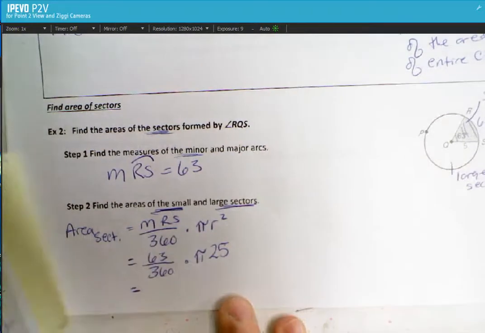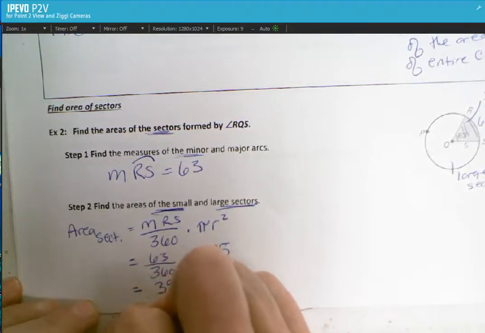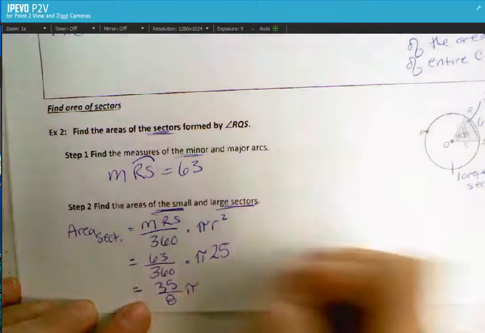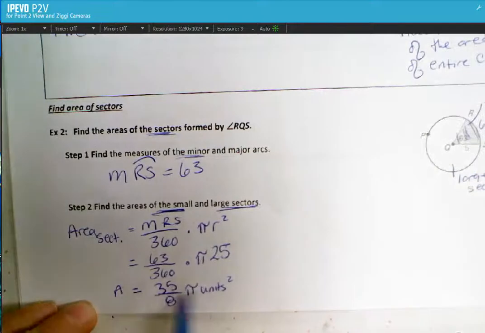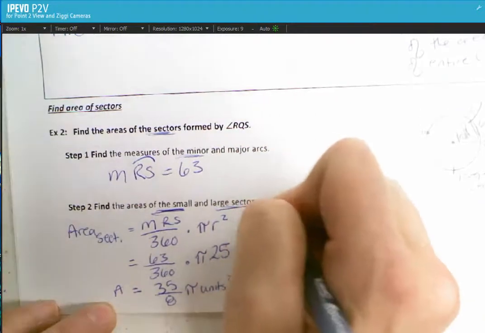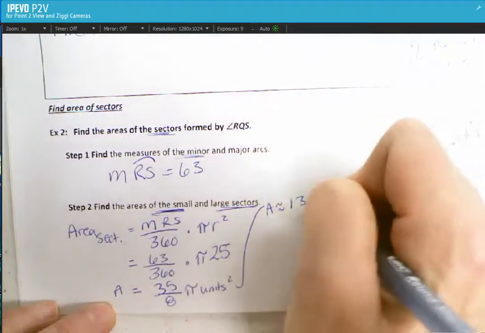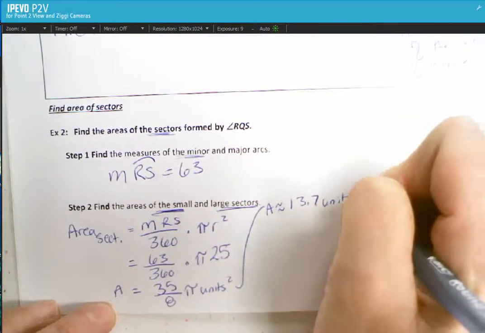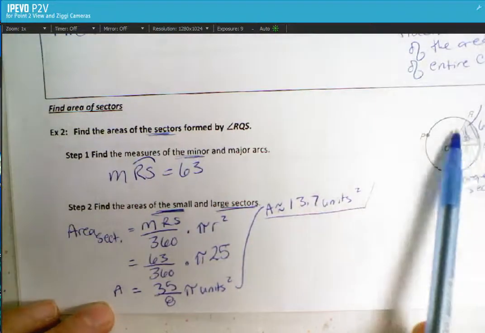My calculator may or may not give me a decimal. If it does, use your math fracking to see that the exact answer is 35 over 8 pi. What are our units? We don't have units, so we'll call them units squared. So the area of this pi piece is 35/8 pi units squared. We can approximate that: in my calculator, the area is approximately 13.7 units squared. But all we've done is find the small wedge.